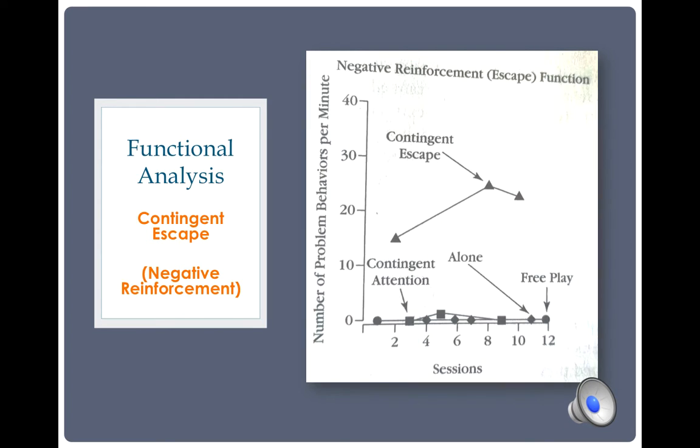In the contingent escape condition, the subject is continuously presented with task demands and prompts. The student is given a break from the task only after the target behavior occurs. When the frequency of the behavior is highest in the contingent escape condition, it is most likely maintained by negative reinforcement. This subject is more likely to repeat a behavior that is followed by a break from the task demands.